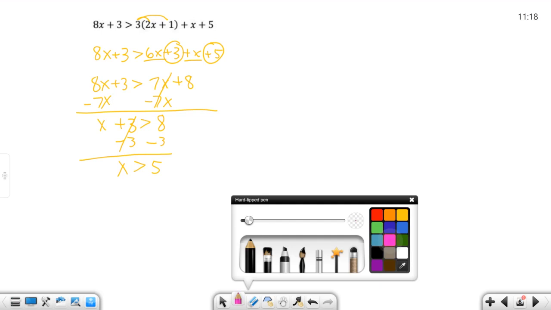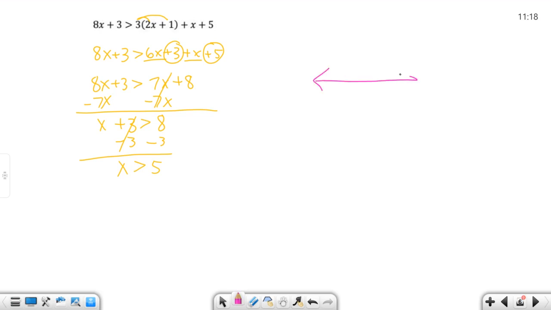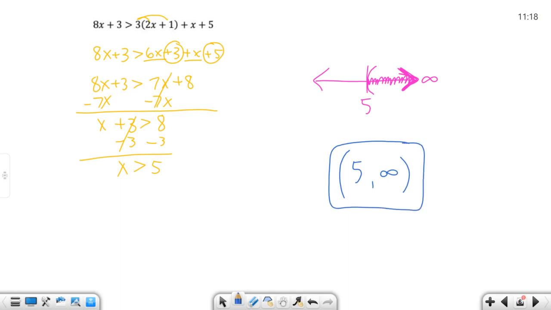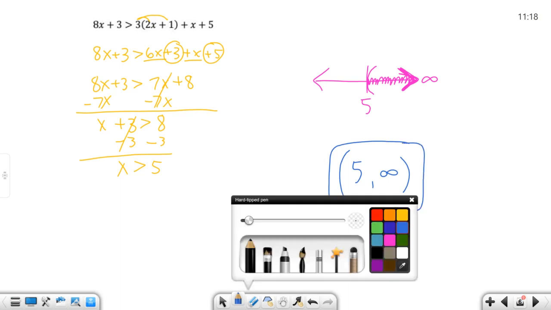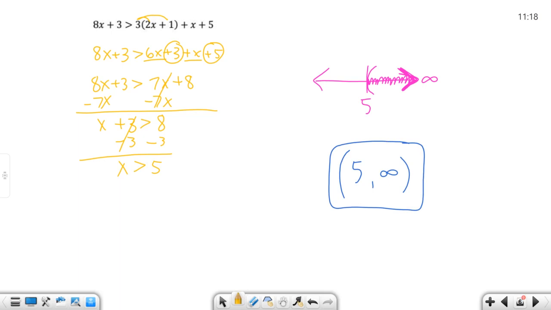And then my interval notation, my number line is going to be 5 that I care about. Which way is greater than? Is to the right. So I'm going to shade out here to the right. And then my arrow in here is infinity, and 5 gets a parenthesis. And then I get parenthesis 5 comma infinity with a parenthesis, and that's my interval notation. That's my interval notation. All right?